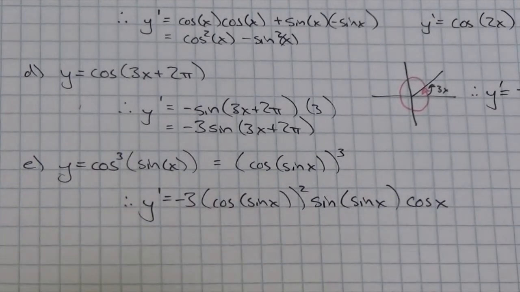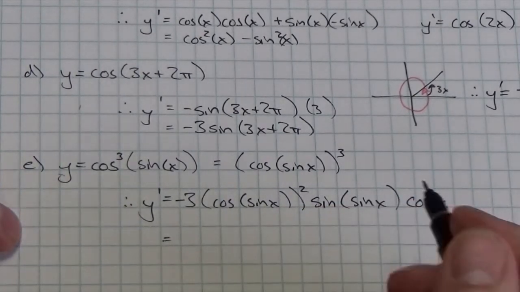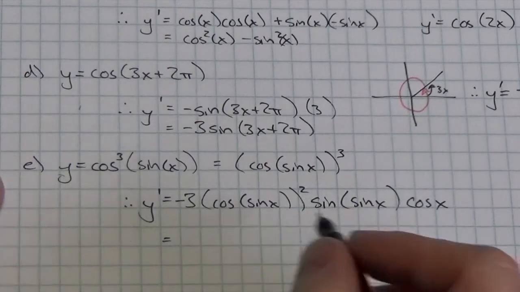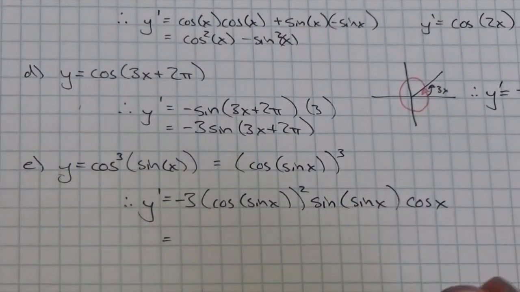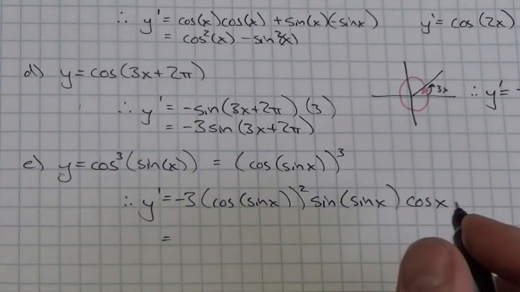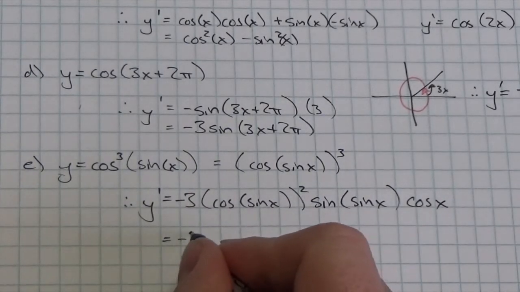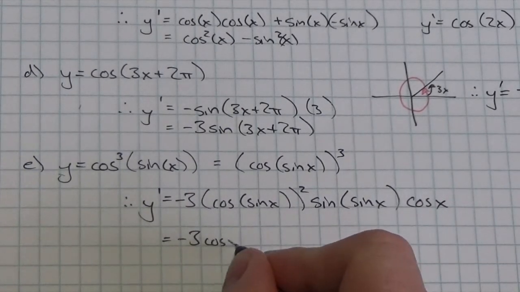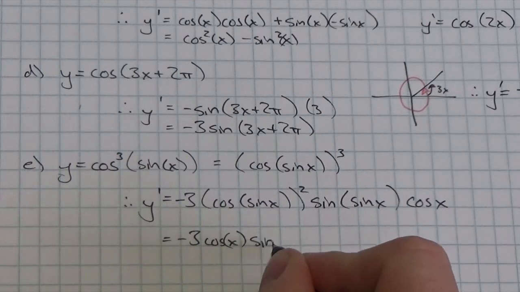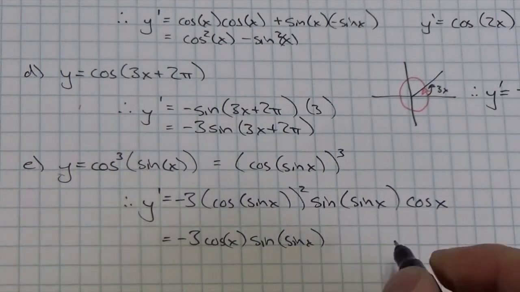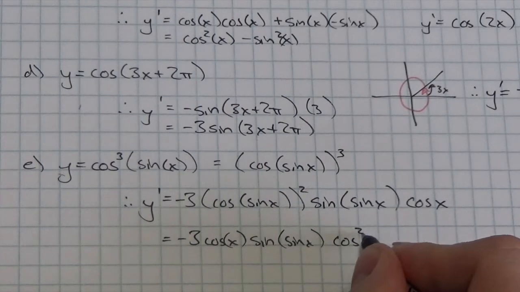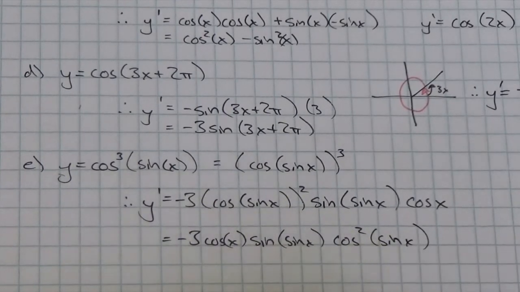And actually, there's really not much more I can do to clean that up or make it look better, other than perhaps putting it in order of least complex to most complex. I might write this as negative 3 cosine of x, multiplied by the sine of x, multiplied by the cosine squared of the sine of x. Or the other way around, it doesn't really matter, but that's about the most you can do with that.